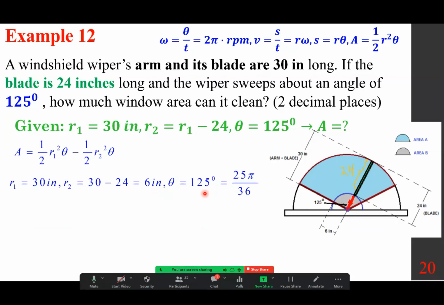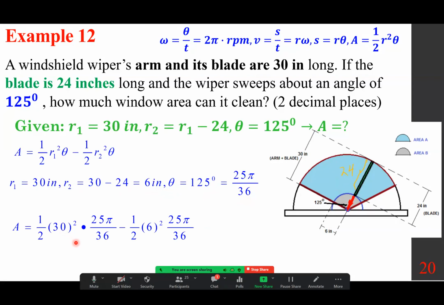Theta is 125 degrees, and it's 25 pi over 36. I'm going to assume the conversion is not a big deal to anybody. And so half of 30 squared times 25 pi over 36. We are looking at this formula, minus half of 6 squared times 25 pi over 36. So at this point, you plug it into a calculator and you come up with the answer, everybody.